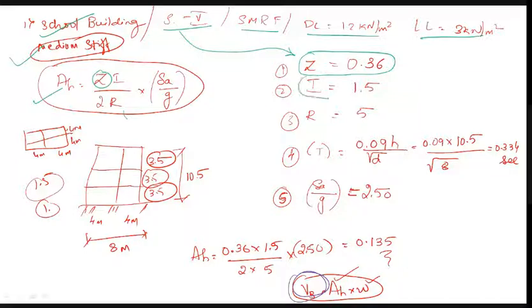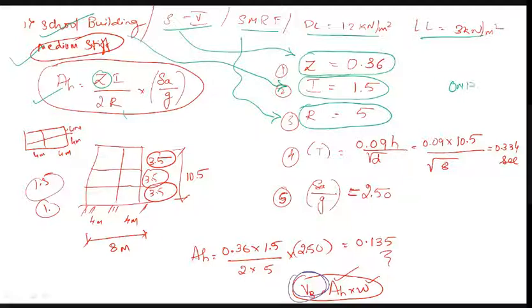Then we want the I value, that is the importance factor. He says that it is a school building, so we will take it as 1.5. Next, the R value. He is saying that it is a special moment resisting frame. Therefore, from table number 7, we will take R equals 5. Suppose it is an ordinary moment resisting frame, then the R value will be 3. Just remember.